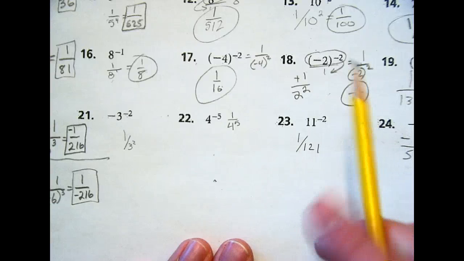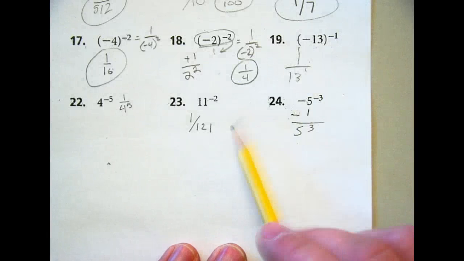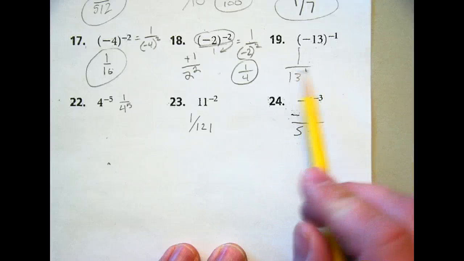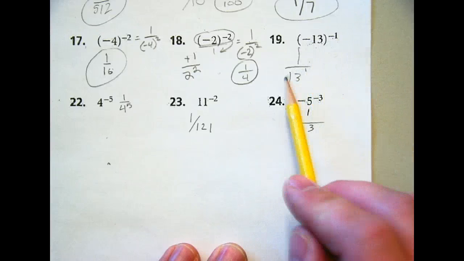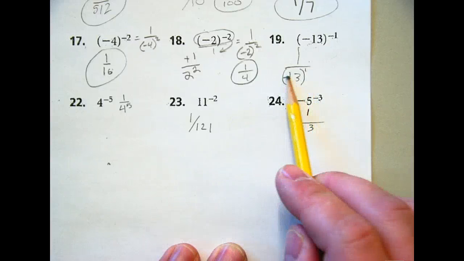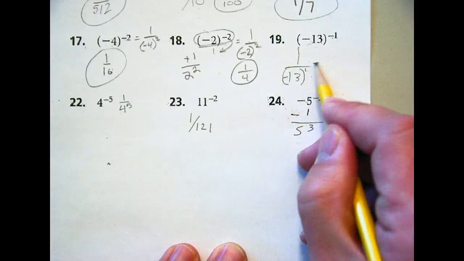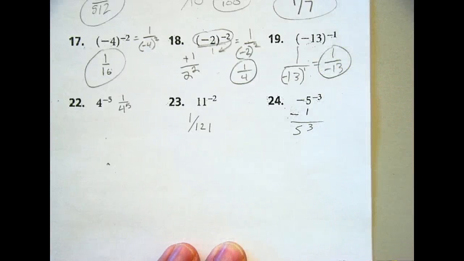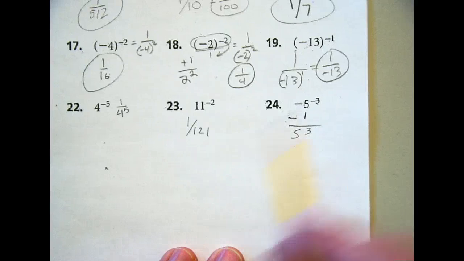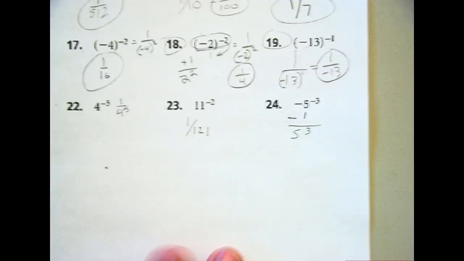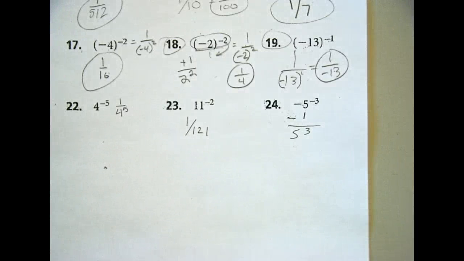All right, so 1 over 4. Here we have negative 13 to the negative first. It's 1 over 13 to the first. Good. The exception, we should have this as a negative 13 here. Right? And negative 13 to the first power is negative 13. It's not negative times negative. Okay, so those two we had to check out there. So those negative signs will mess us up a bit. Any questions on the second row?